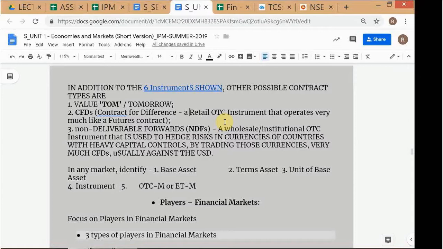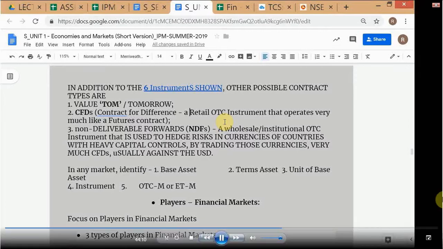So in an institutional to institutional, a B2B setting, you are basically being trained to operate in a B2B setting mainly. In a B2B setting, nobody uses CFDs. They use futures contracts or forward contracts. But you should be aware that there are some other types of instruments like value TOM, contracts for difference, and non-deliverable forwards, NDFs. This is an institutional instrument, not very actively traded. It's mainly for currencies with capital controls like India, China. So you have a rupee NDF market in Singapore, non-deliverable forwards, a very small portion of the overall market.